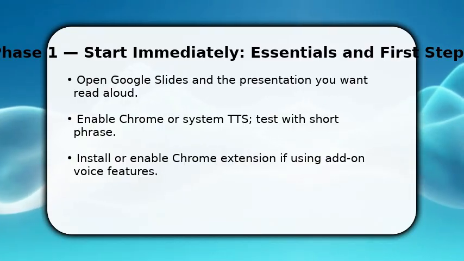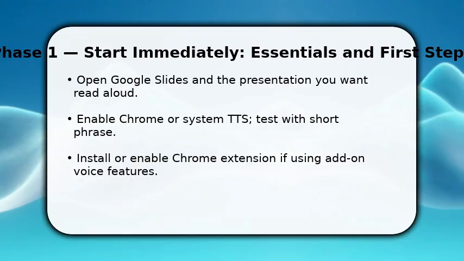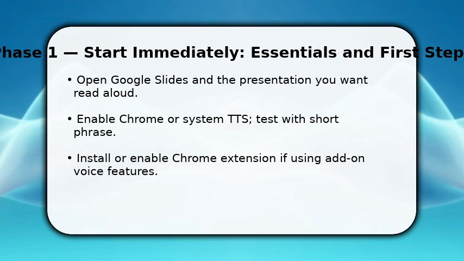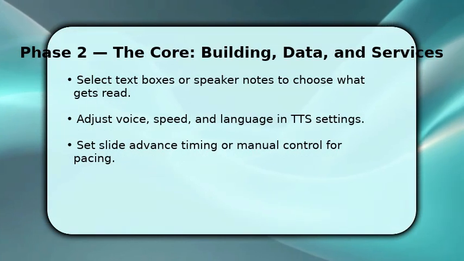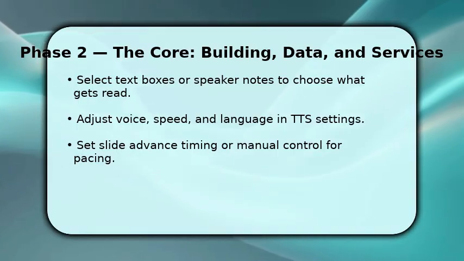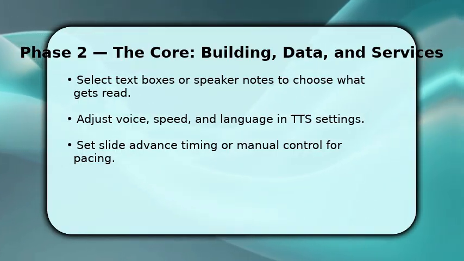You'll want slide text cleared of notes you don't want read. Remove navigation clutter so the spoken output follows the main content. Next, select exactly what you want read. Slide text, speaker notes, or both. Highlight text boxes if your extension reads selections only.